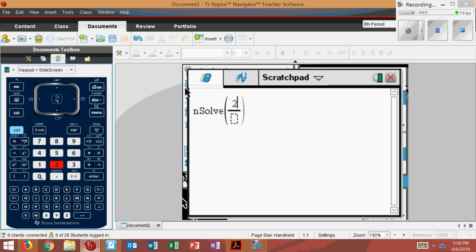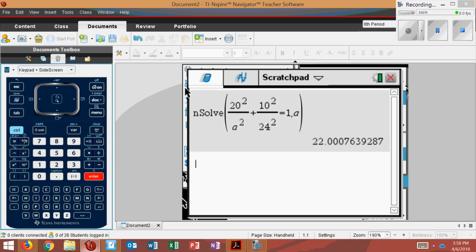We had 20 squared over a squared, which we don't know what that is yet, plus, as our fraction, we had 10 squared over 24 squared. And all this is going to equal 1. And to solve, you do comma, variable a. This means my a is 22.0007. So if I needed to square it to know my exact equation, I would take this value and square it.